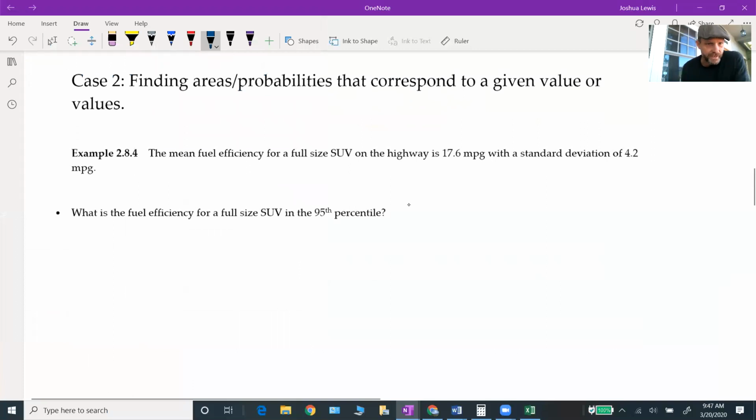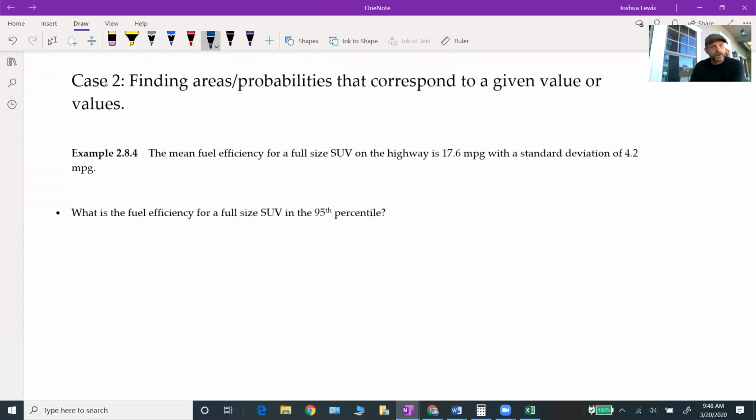Let's look at some other contexts. Now we're going to look at these areas and probabilities and treat them that way as opposed to percentiles. But again, all synonymous, right? It's just what modeling function are we going to use that normal curve for. The mean fuel efficiency for a full-size SUV on the highway is 17.6 miles per gallon with a standard deviation of 4.2 miles per gallon.